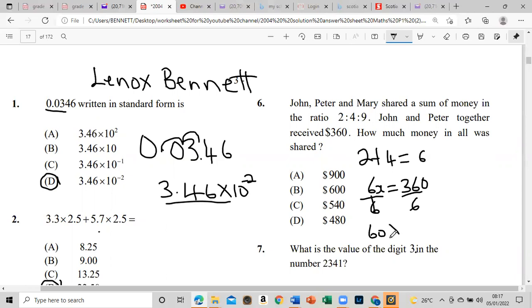So then we ask for the total shares this time. 2 and 4 is 6, plus 9 is 15. So all is 15 shares. That would give us 900. So $900 was shared. Guys, read the question very carefully, all right?